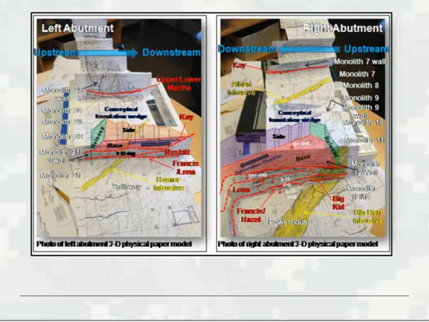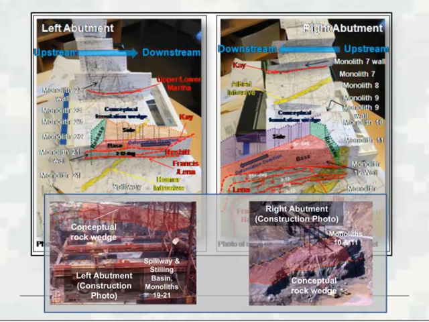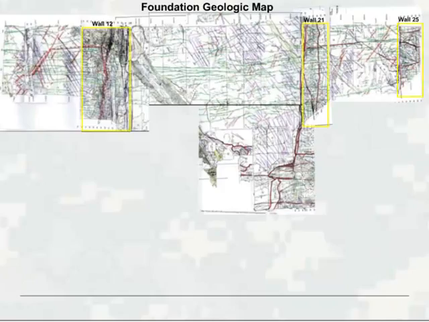We also construct a paper space model from all the foundation mapping and compile photos on top of the paper space model. The paper space model is nice. You can visually see from the fracture mapping and the joint mapping where and how these joints may or may not be present that could have or form a rock wedge.